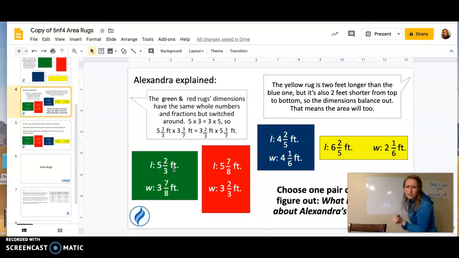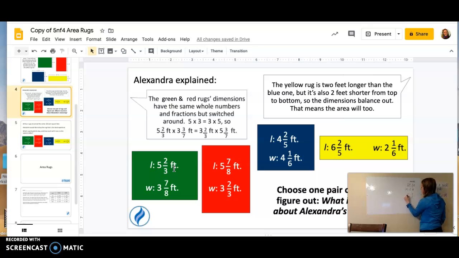And remember, we're using feet. So these will be feet squared. Are you ready? Some of us are going to choose to multiply the fractions by the fractions and the whole numbers by the whole numbers, and that's totally fine. So 5 times 3 equals 15.